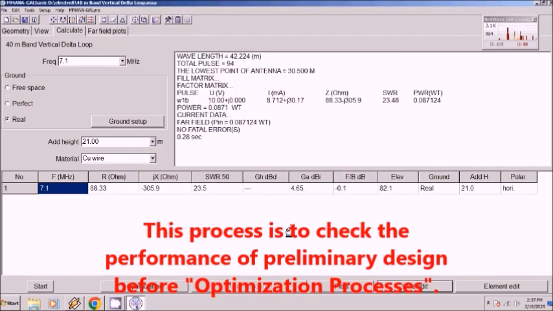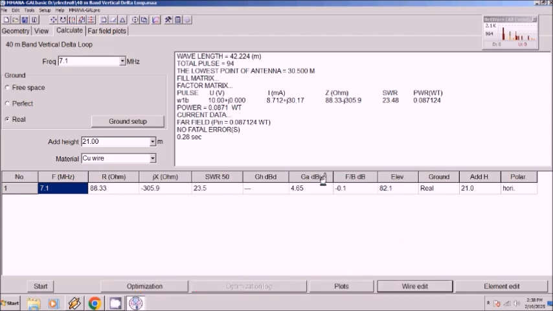The performance, the gain is okay, 4.65 decibels above isotropic antenna. But looks, there are several problems here. First, the SWR compared to 50 ohms characteristics, 50 ohms standard impedance is 23.5. The best SWR is 1. This is very far. So this is first problem.